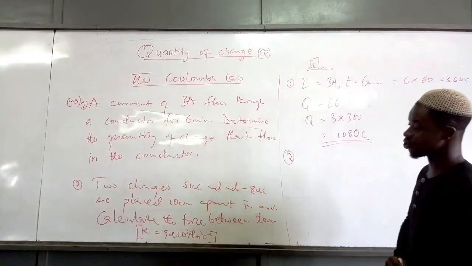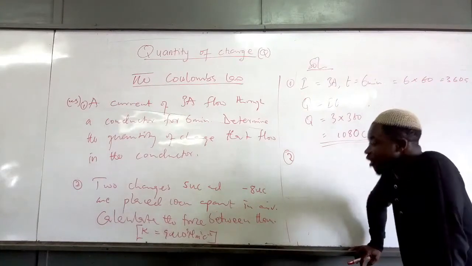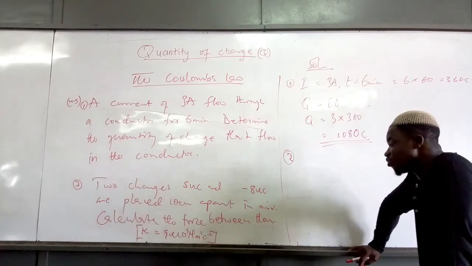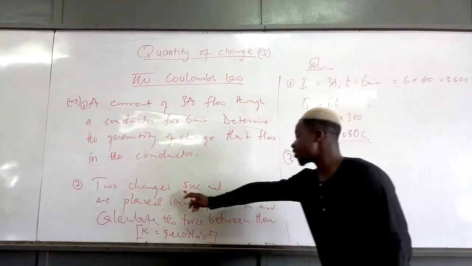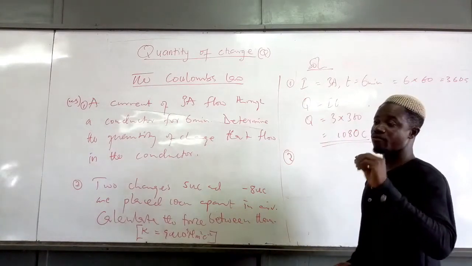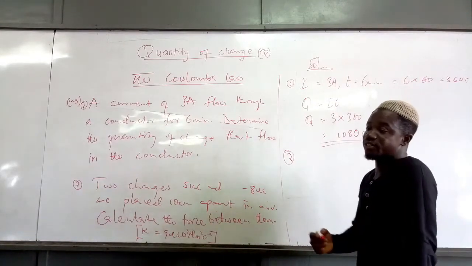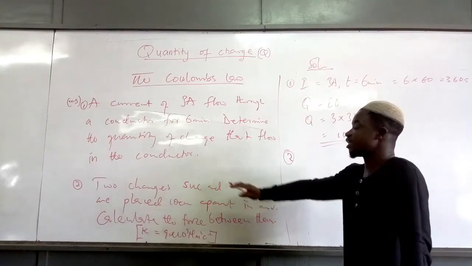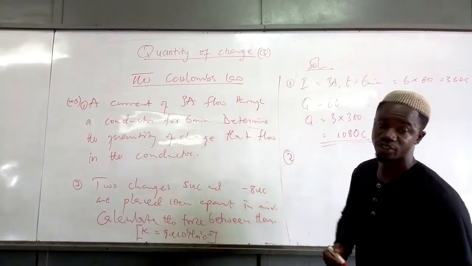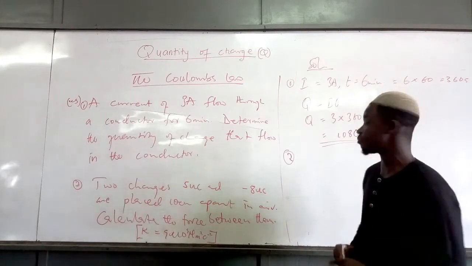Example 2 states that 2 charges, 5 microcoulombs and minus 8 microcoulombs, are placed 10 centimeters apart in air. Calculate the force between them. Because one of the charges is positive and the other is negative, the force between them is going to be an attractive force. In calculation, when one or both charges are negative, just ignore the negative sign. The signs are only telling you whether the force will be attractive or repulsive. The signs, negative or positive, don't play a role in the calculation, so don't bring them in.